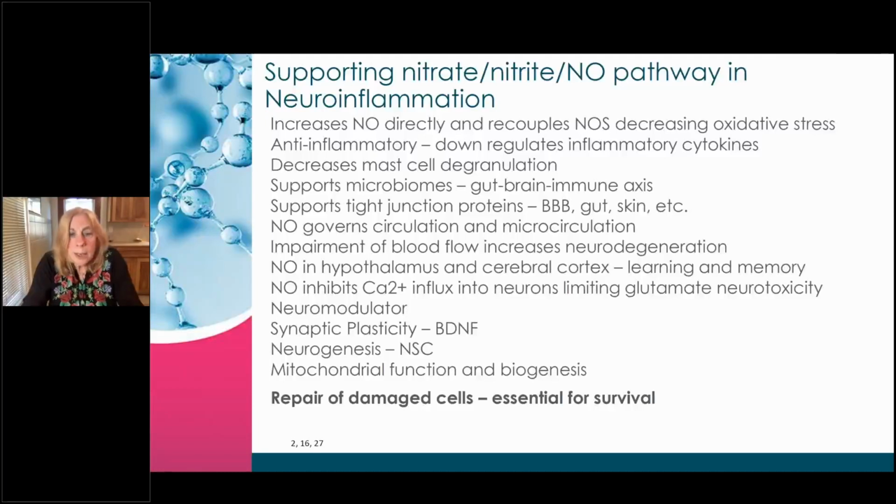So nitric oxide governs circulation and microcirculation. And if you have impaired blood flow in the brain, this will increase neurodegeneration. Nitric oxide in the hypothalamus and the cerebral cortex has to do with learning and memory. Nitric oxide inhibits that calcium influx into the neurons, which limits glutamate neurotoxicity. It's a neuromodulator, increases synaptic plasticity, increases BDNF, increases neurogenesis, increases mitochondrial function and biogenesis. When you repair these damaged cells, your survival is much better.